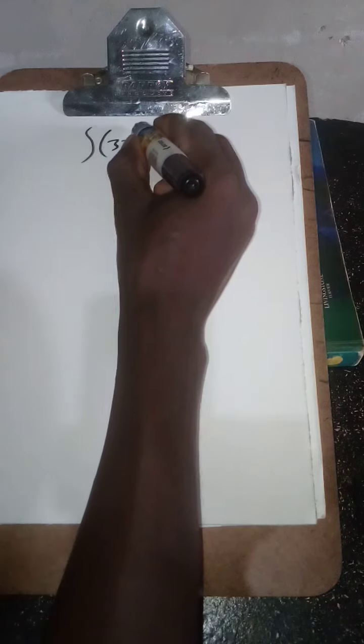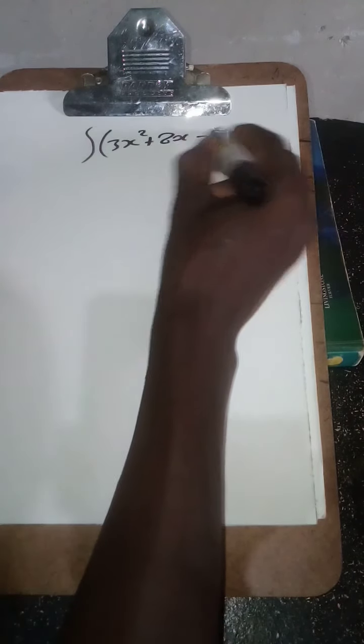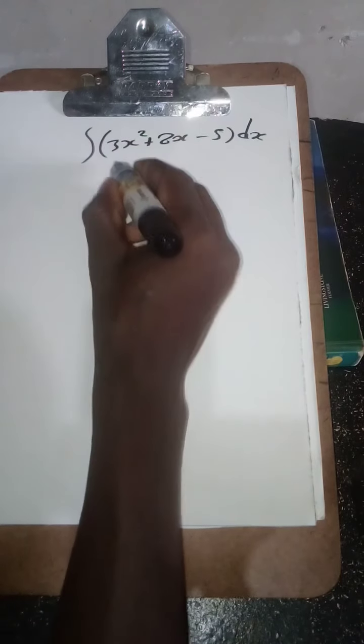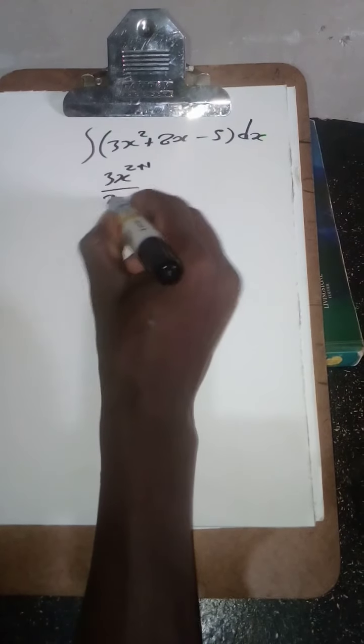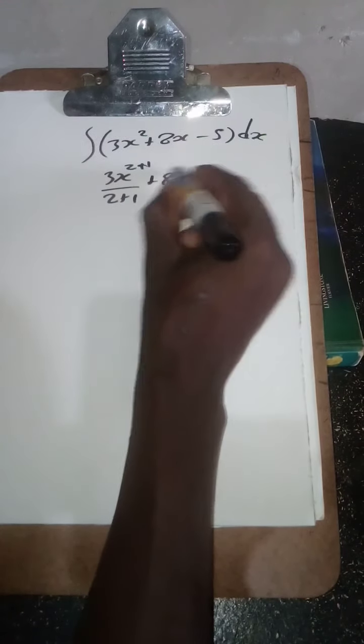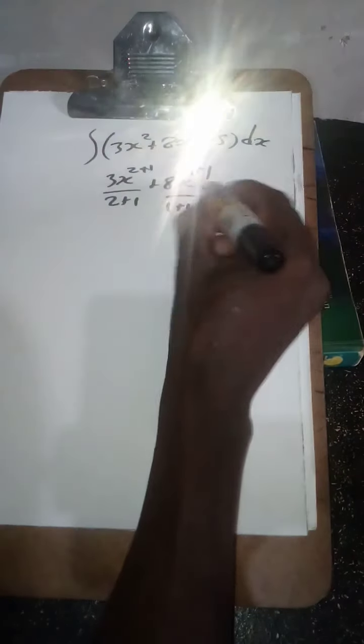Yeah. So the second question that we're going to do is this one. We are given 3x to the power 2 plus 8x minus 5. For this one, it's pretty direct because we don't have a fraction compared to the previous question that we did. So for this one, we are just saying 3x to the power 2 plus 1 divided by 2 plus 1, plus 8x to the power 1 plus 1 divided by 1 plus 1, minus 5.